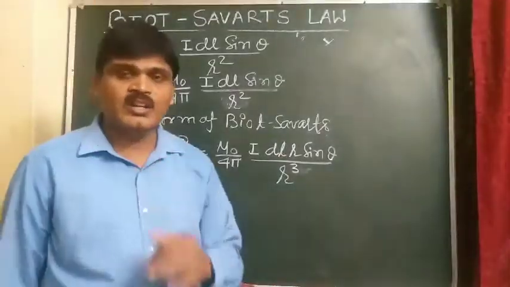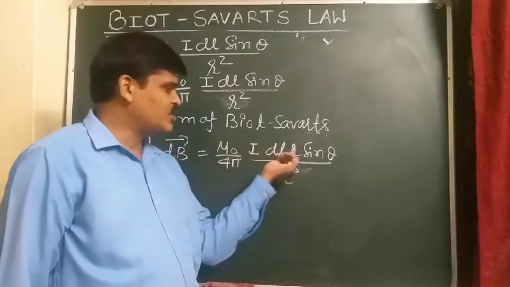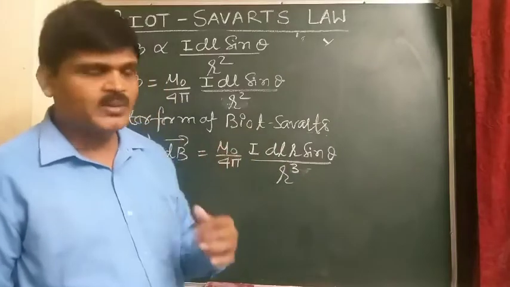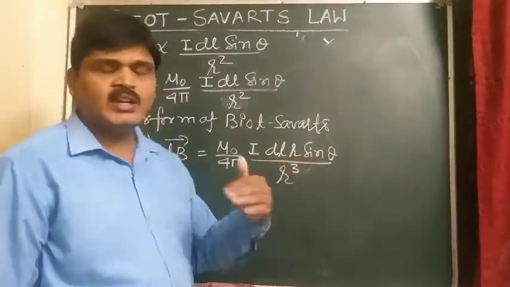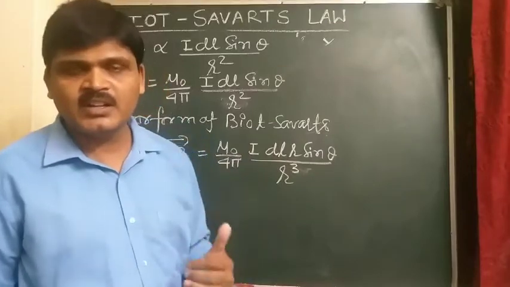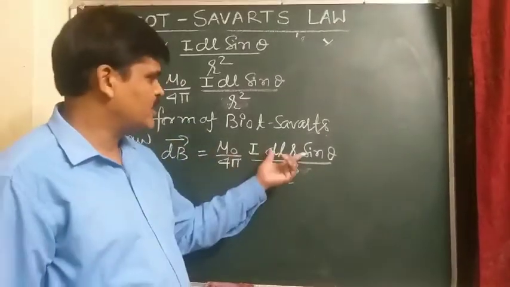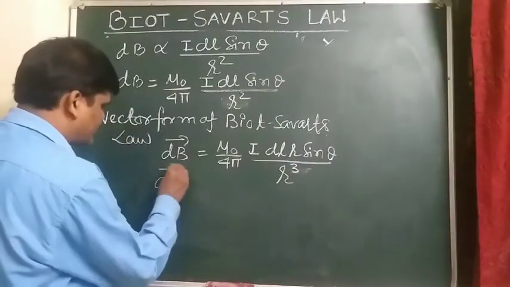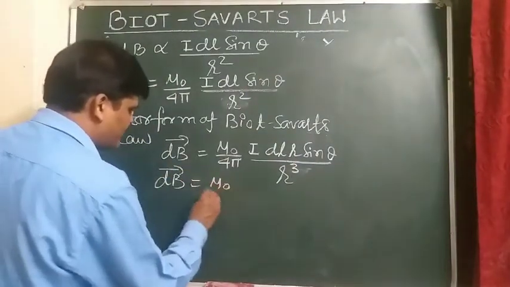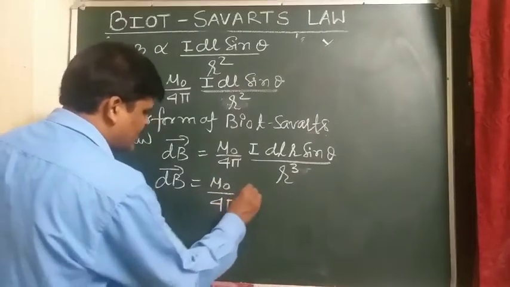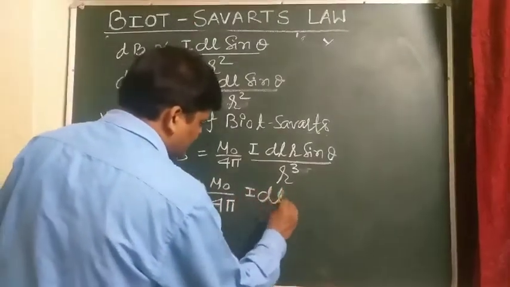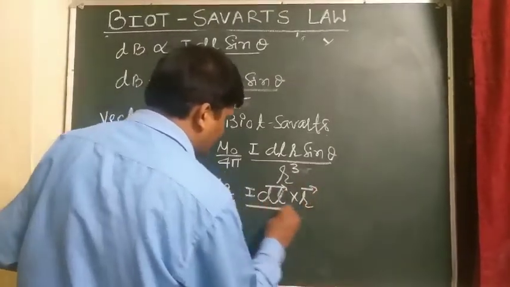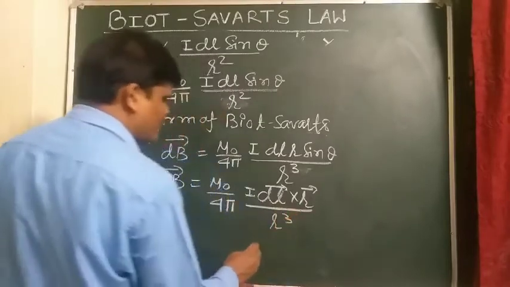And student, you know that position vector is a vector quantity, current element is also a vector quantity, and theta is the angle between the current element vector and the position vector. So it must be written in vector form. So dB vector is equal to mu naught by 4 pi I dl cross r by r cube.